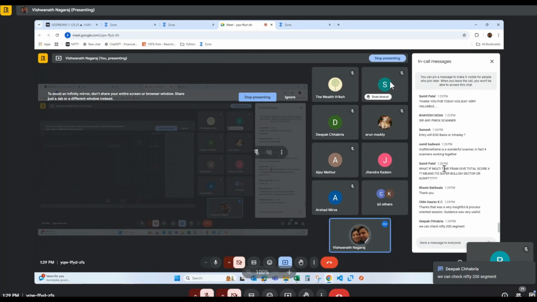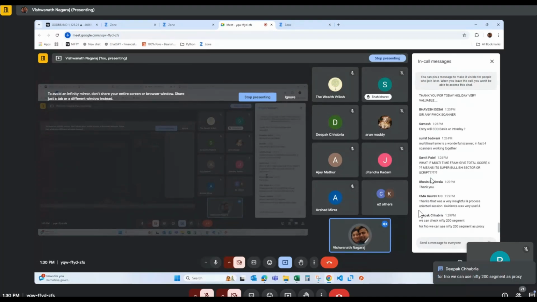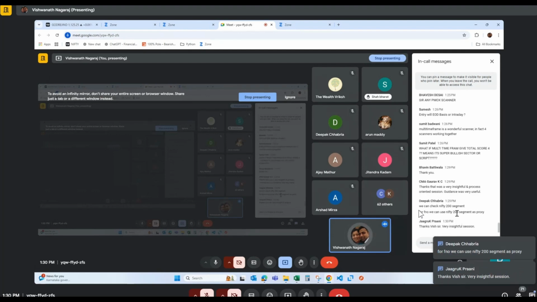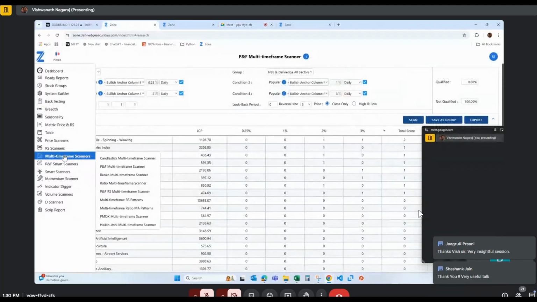What if multi-time frame gives us a 4 score? See, honestly, Sumit, logically and in terms of price action, it is very unlikely you will get 4. Very, very unlikely. If you get 4, probably it's bullish on all 4 time frames, and it's already run. For FNO, we can use the Nifty 200 segment as proxy. Interesting. I hadn't thought about it like that.